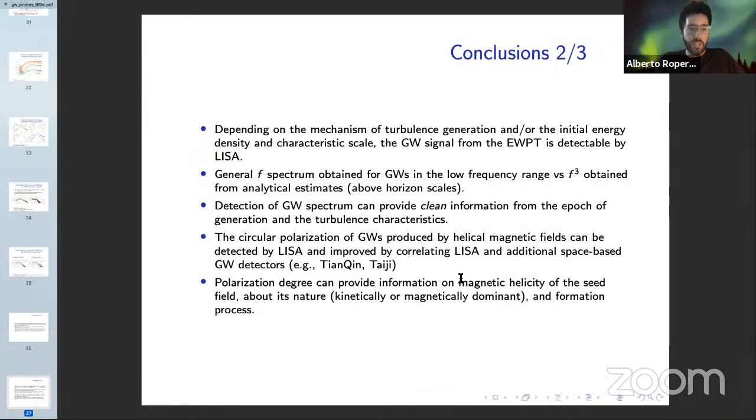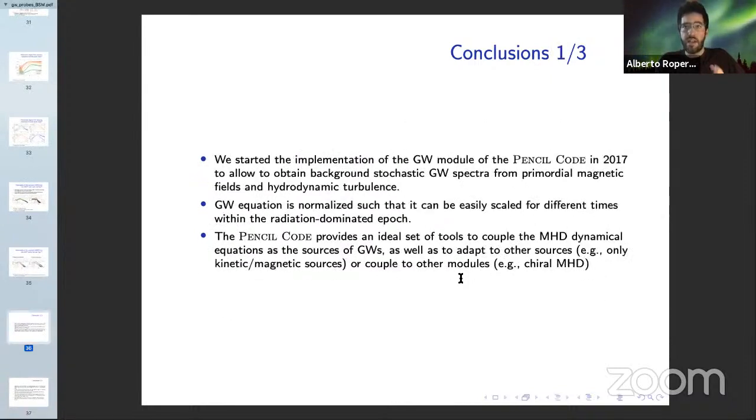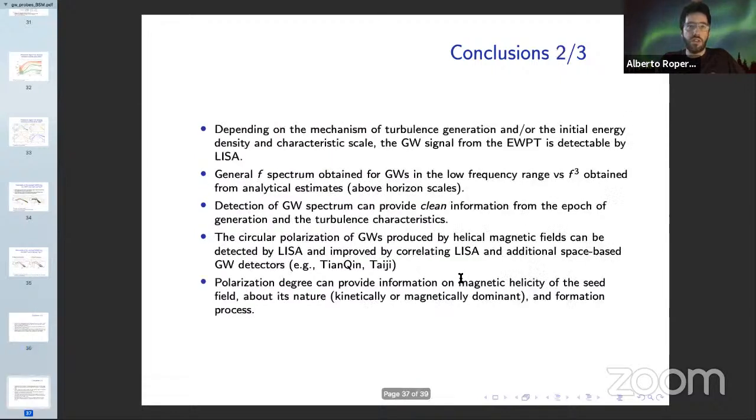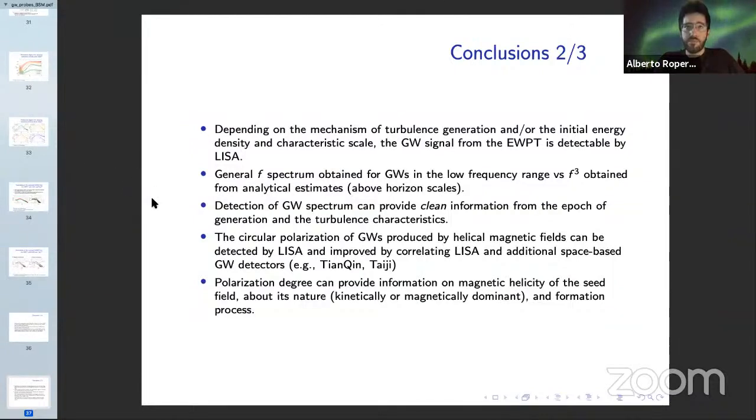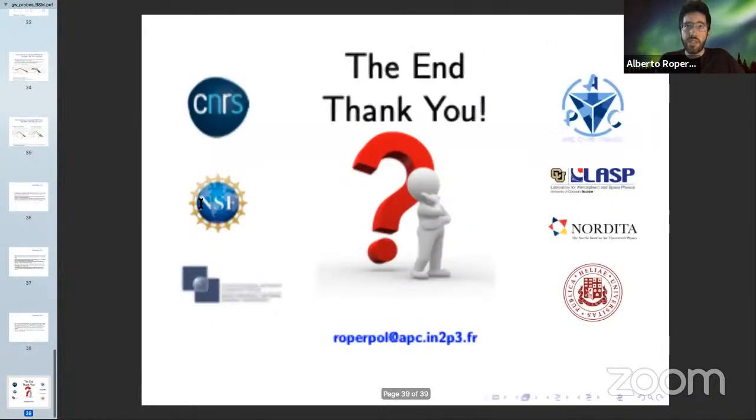And we can also couple these to other types of physics like chiral MHD, or we can only consider kinetic or magnetic fields; there's still a lot to do in this sense. So therefore the conclusions are that we might be able to detect such signals and then get information, on one hand, from the first order phase transitions, and on the other hand also from the generation mechanisms of the primordial magnetic fields. So with this, I conclude my talk.